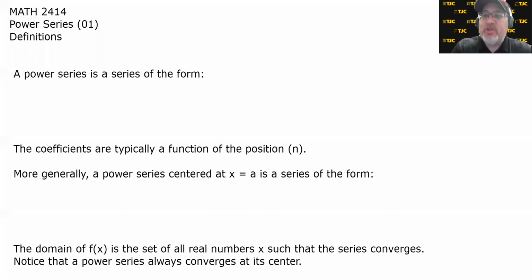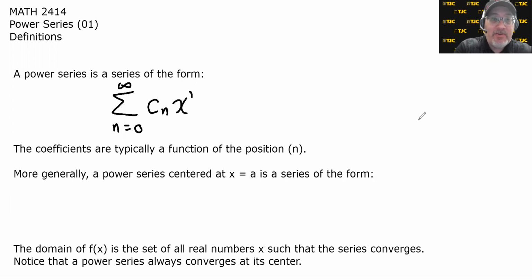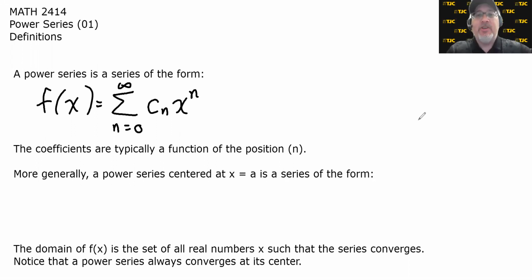A power series is, first off, a series of the form the sum n equals 0 to infinity, and these almost always start at 0, of some coefficient, which we'll call Cn, times the power of x, x to the n. And we actually define this to be a function, f of x. And the coefficients are typically functions of the position. So for example, if n equals 0, you do something to it to get the first coefficient. If n equals 1, you do something to it to get the next coefficient, and then n equals 2, you do something to 2 to get the next coefficient, and so on and so forth.